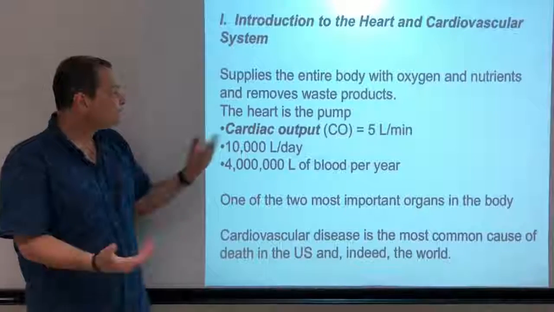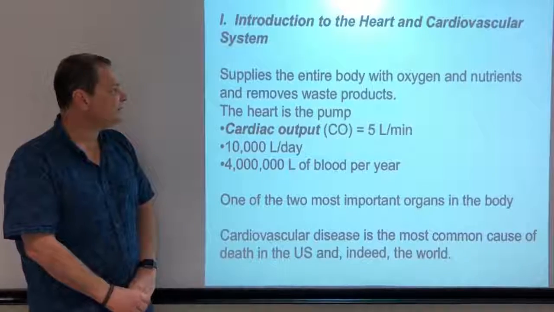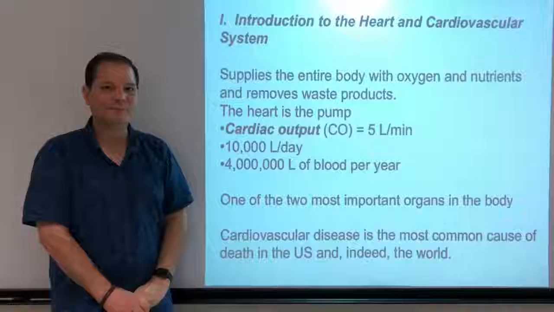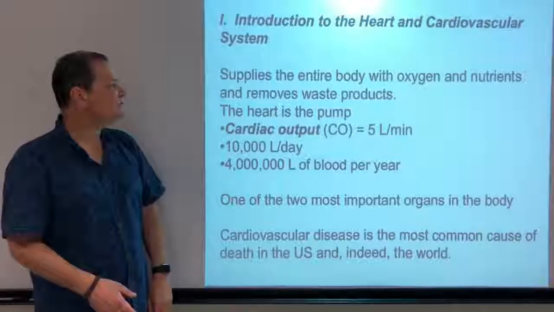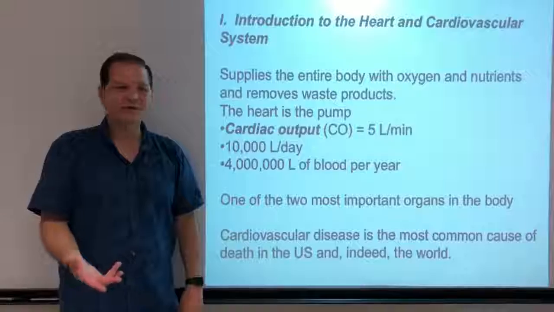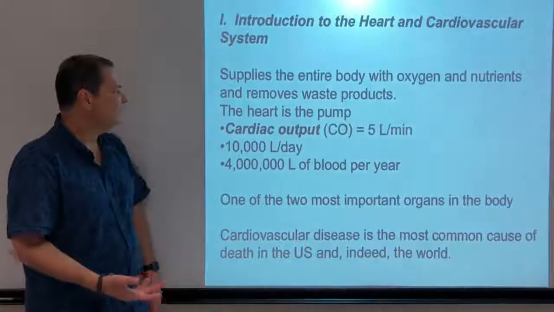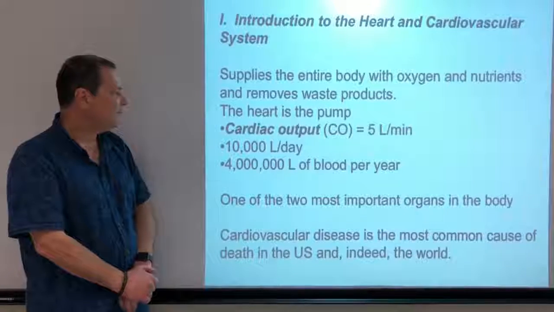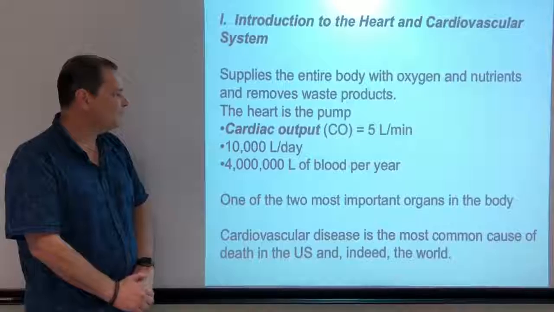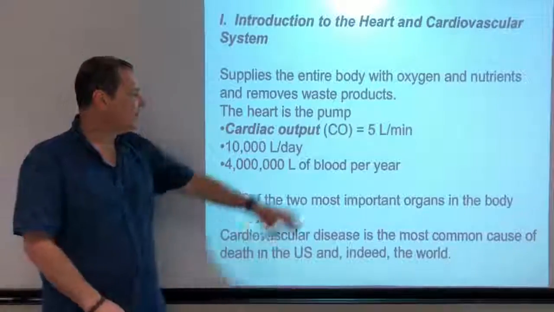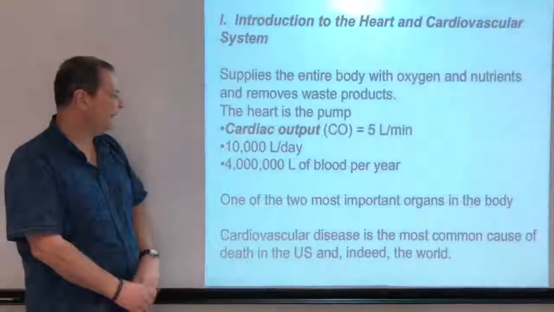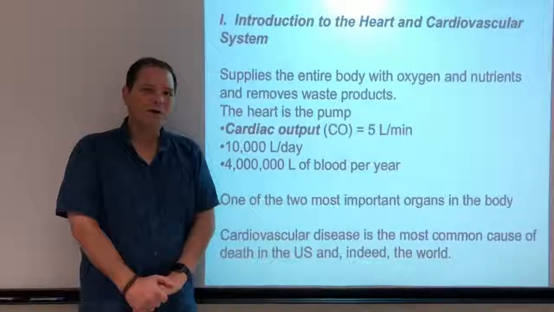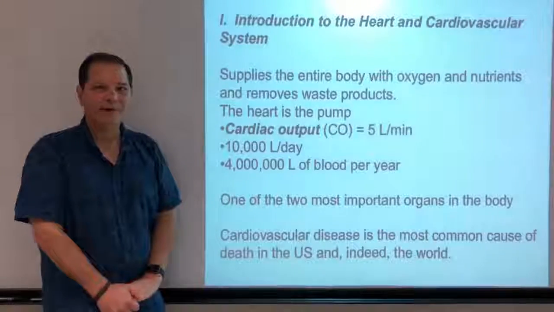So first of all, the cardiovascular system supplies the entire body with oxygen and nutrients and removes waste products. It does this by circulating blood, which picks up and releases these products in the appropriate organs. The heart is a pump. It pumps blood. It shoves out blood, which of course is a fluid, at a cardiac output of about 5 liters per minute. That is 10,000 liters per day. That is 4 million liters per year. Your heart never stops, and it works extremely hard.